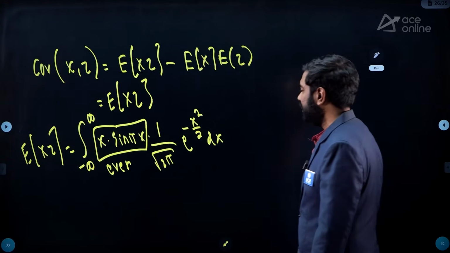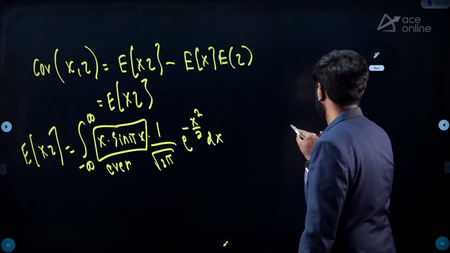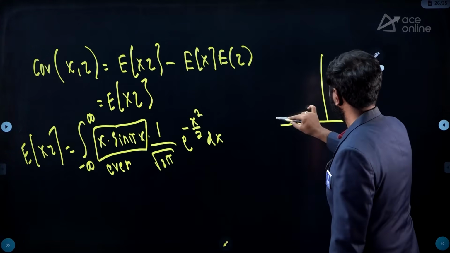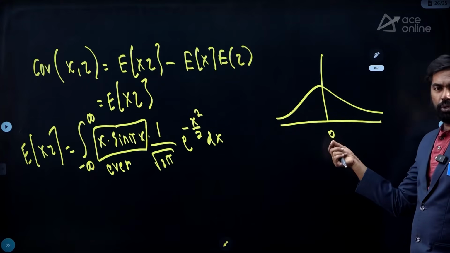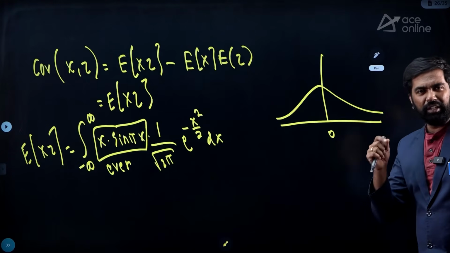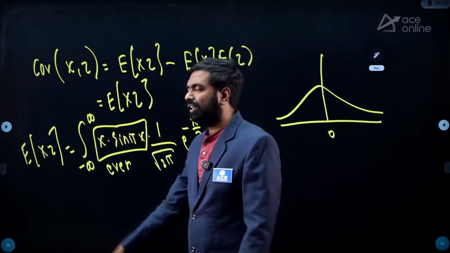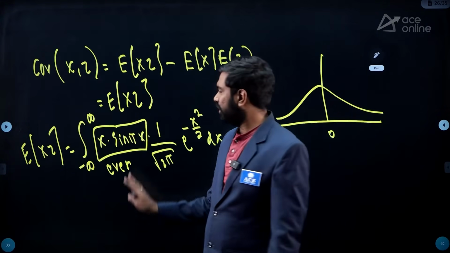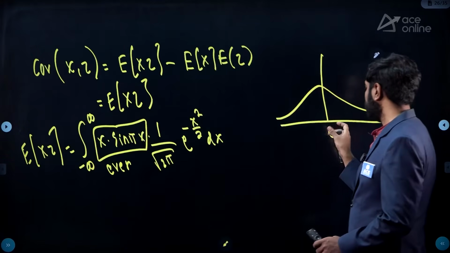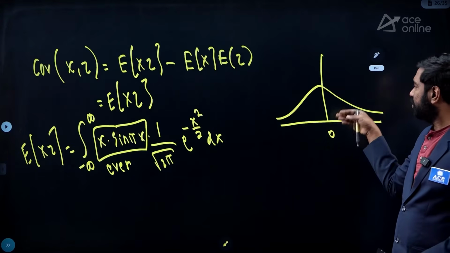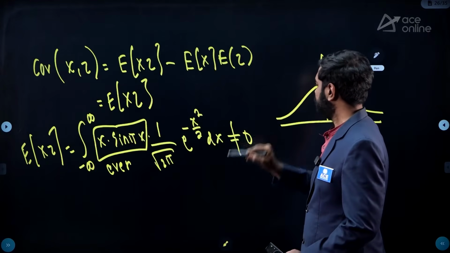And one more logic is that e power minus x square by 2. So if you check the graph, for smaller values, the values which are close to 0, you can see the density function is taking larger values, meaning positive, higher values. This integral need not be 0 actually. First of all, it is not an odd function. The entire thing is an even function, and when you are looking at the values close to 0, it actually takes the higher values. So this integral need not be 0.